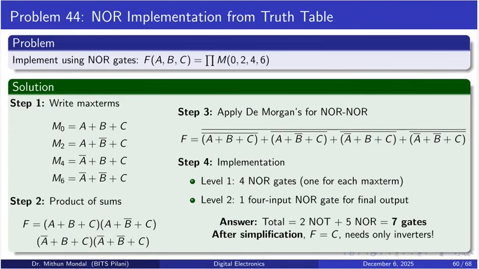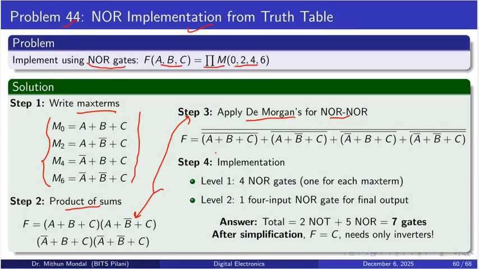Now the NOR implementation from the truth table, for problem number 44, let us see. Here we implement using the NOR gate. There are 3 variables, A, B, C, and the max terms are given, that is the product of sums. We have 0 to 4, 6. So write the max terms that you have. This we have learned how to write in the previous tutorial. Write these max terms and then convert to the product of sum form. So this is the product of sum form, and then in the third step you apply De Morgan's NOR functions. So that is what you get in the De Morgan's form.